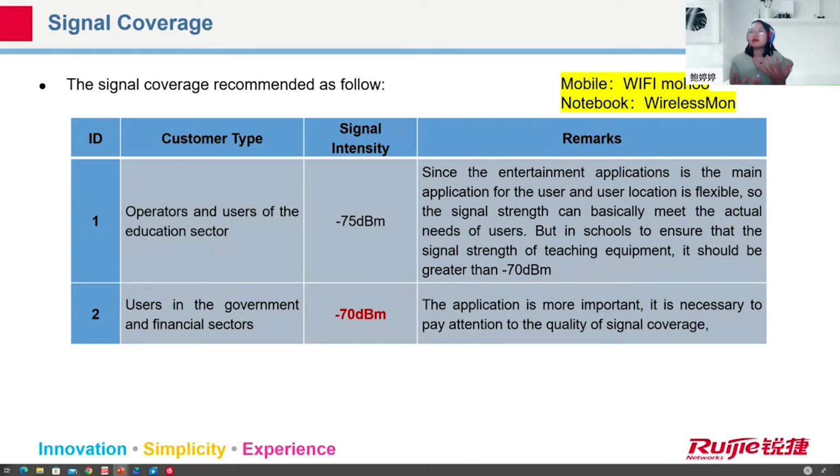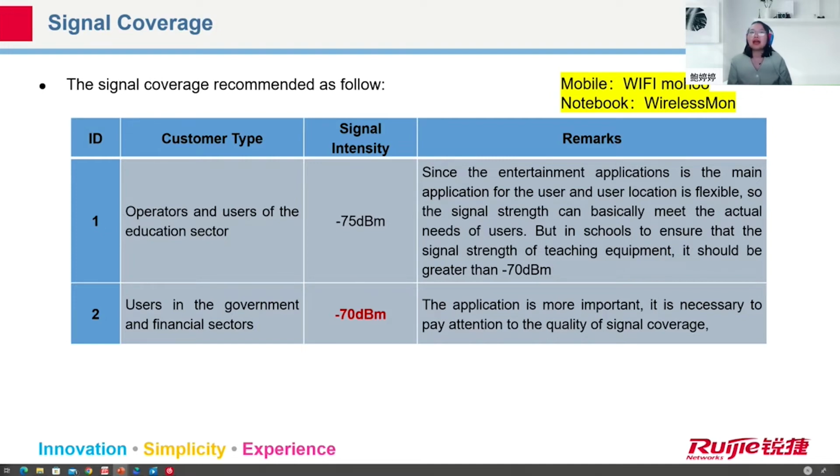But for the signal of teaching equipment, maybe in your school classroom, it should be greater than -70 dBm. And we can use the mobile phone app Wi-Fi Moho, and also maybe in your notebook, we can use wireless mode to test the signal.